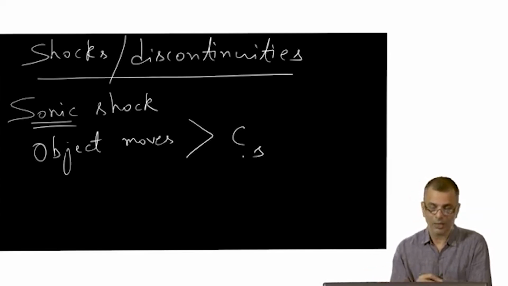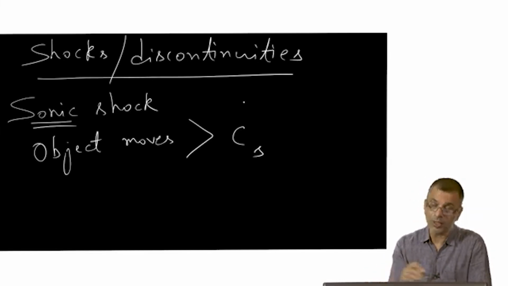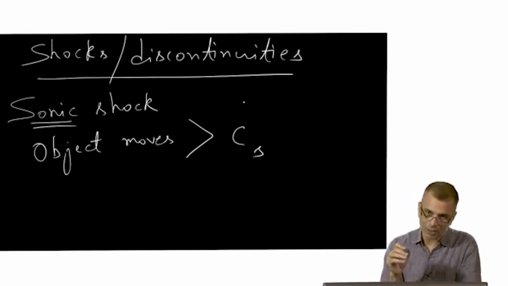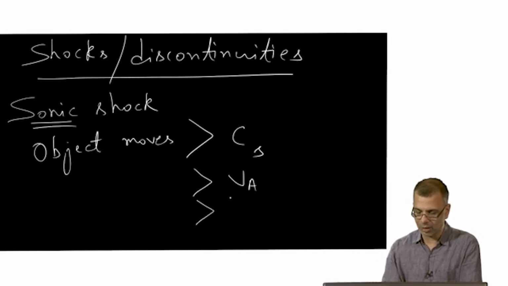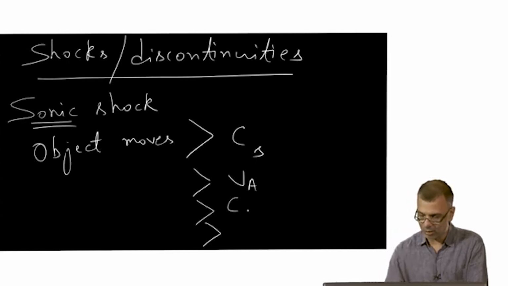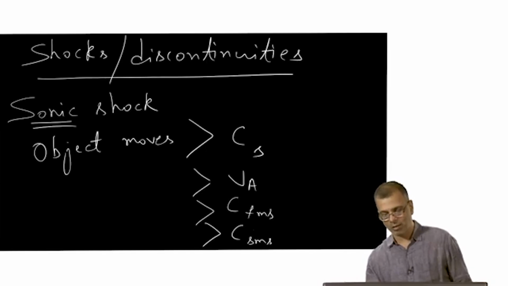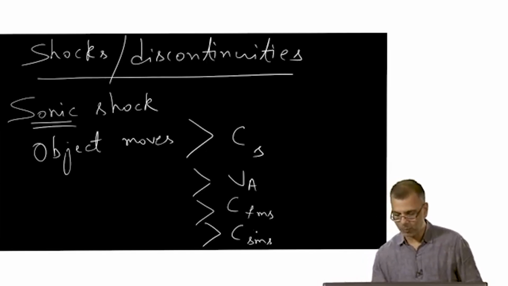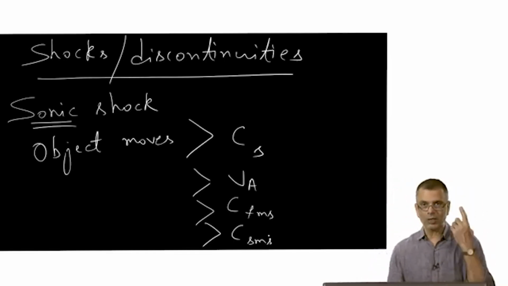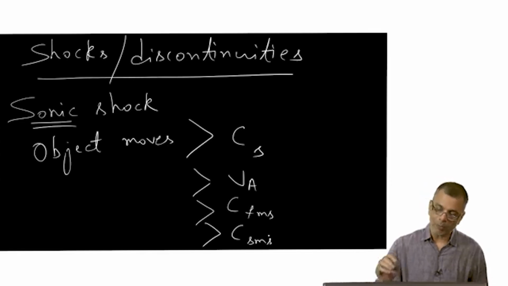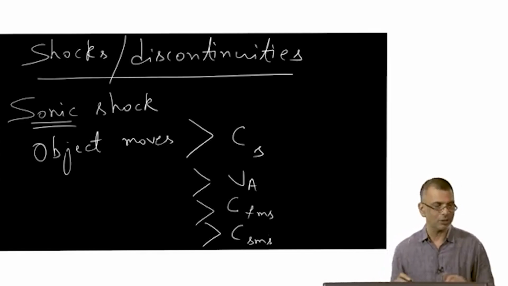Similarly, now that we've identified three other characteristic speeds, you might say the CFMS or CSMS. All of these are now characteristic speeds. This refers to the fast magnetosonic speed, and this refers to the slow magnetosonic speed. So now, instead of just one kind of shock, you have the possibility of all kinds of different shocks.